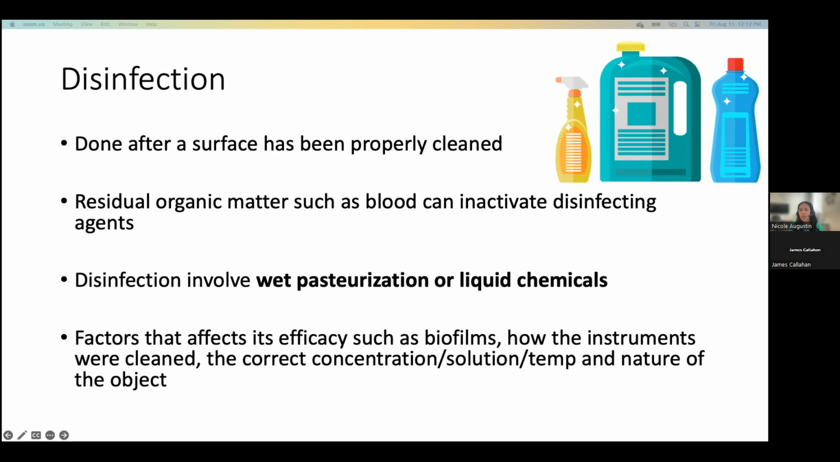Biofilms, by the way, are microbes that attach to the surfaces that are immersed in liquids. Once these masses are formed, microbes may become resistant to these disinfectants. So by cleaning the instruments again right away and reprocessing by either high-level disinfection or sterilization, biofilms will not have a chance to form.